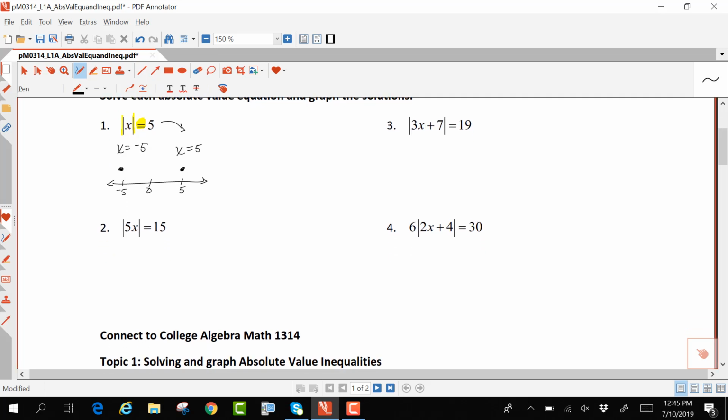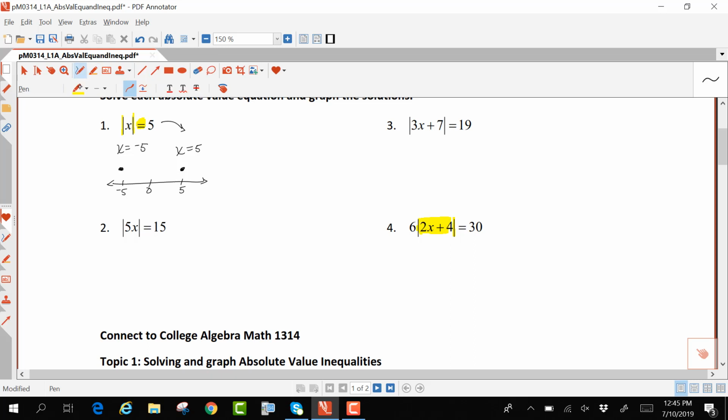Now I'm going to move down to number 4. Number 4, note here is your absolute value symbol. This expression is within it. We must isolate that absolute value information before we start branching into two equations without the absolute value symbol.